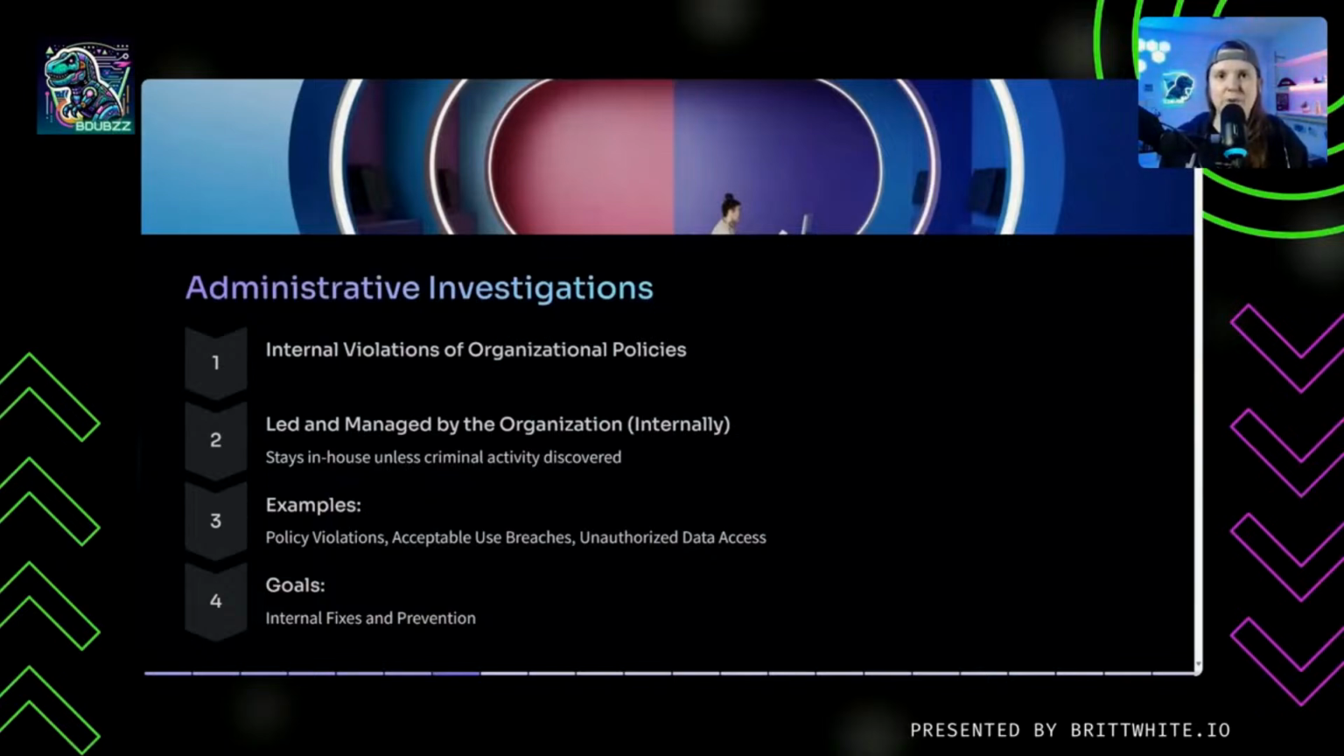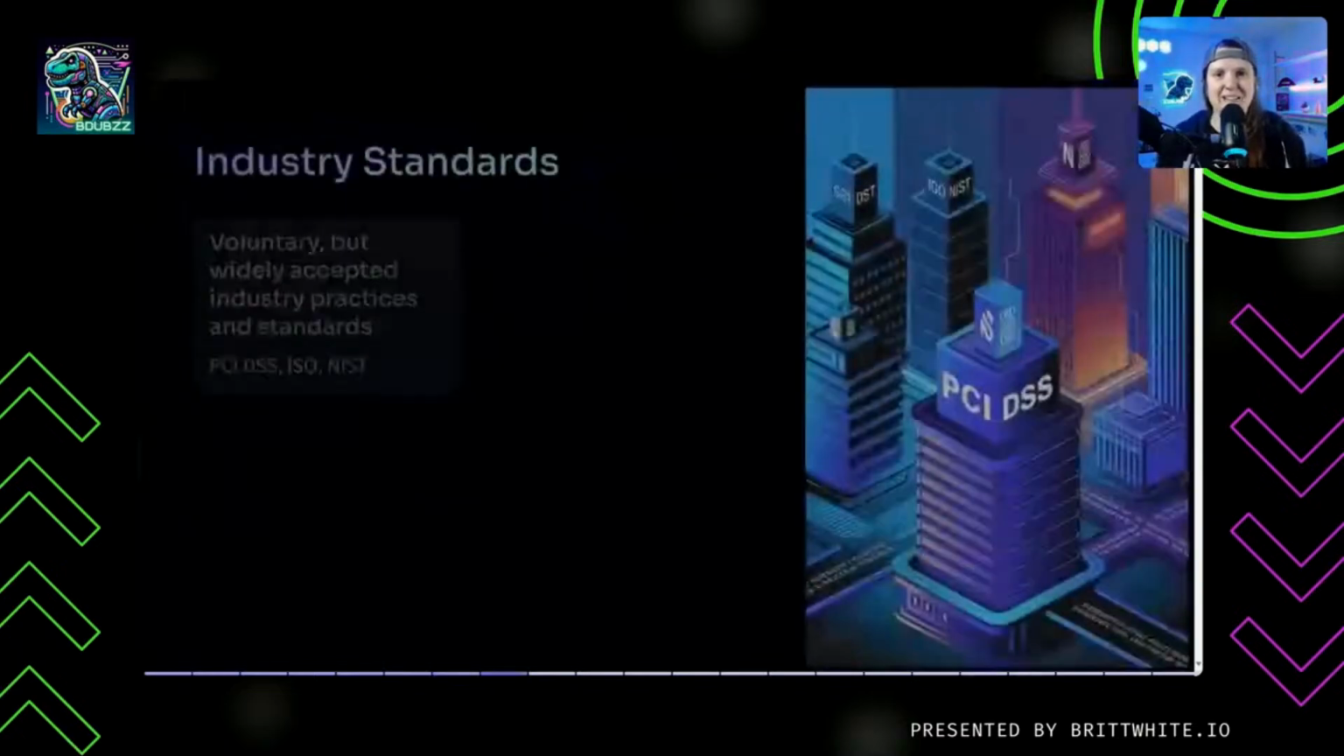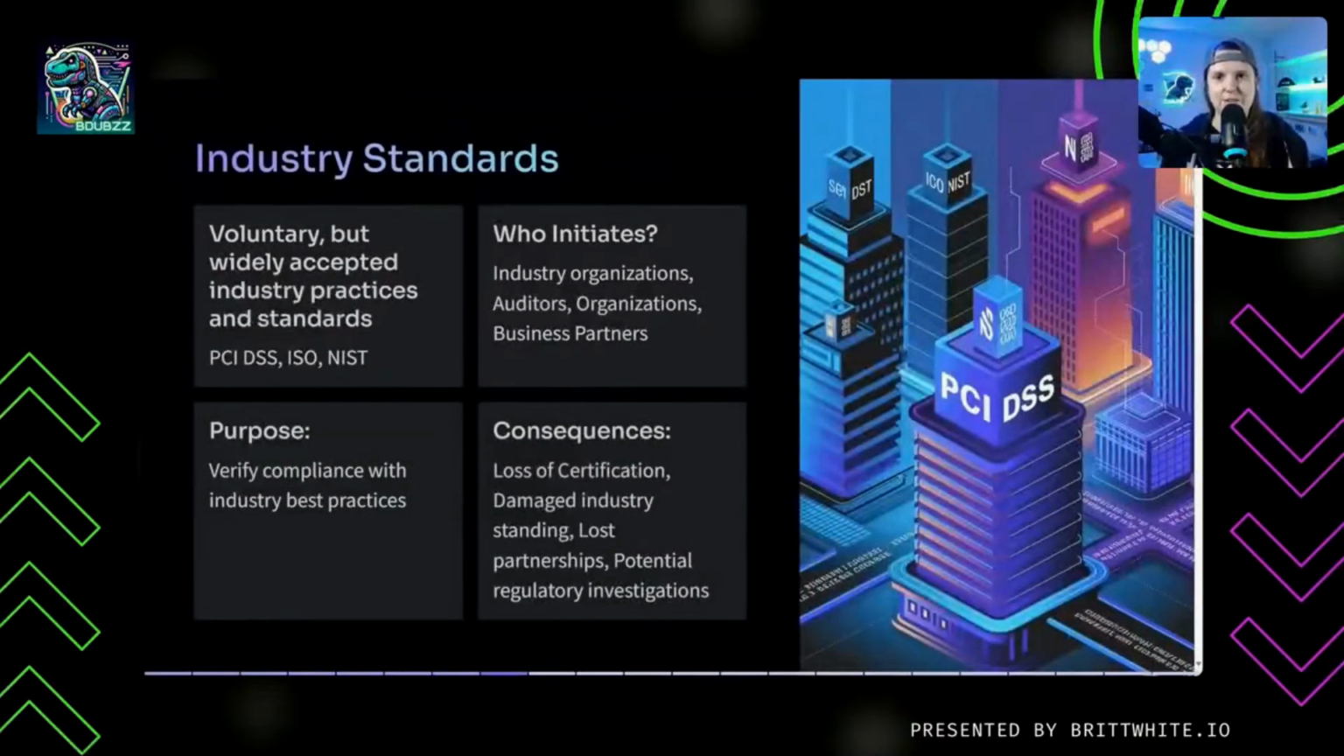Internal fixes and improvements are the mission to strengthen security and lessen the likelihood for it to happen again. And last, but definitely not least, let's talk about industry standards investigations. This one's all about checking if organizations are playing by industry set rules. Industry standards investigations focus on compliance with voluntary but widely accepted industry practices and standards.